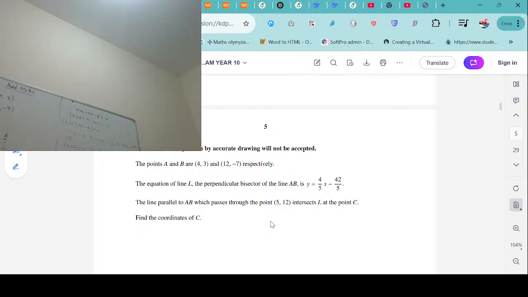So when you see the perpendicular bisector of the line, of course the line means you join the two points with a straight line. So this is the straight line. The perpendicular bisector is a line that cuts this line into two equal parts. So let's draw the perpendicular bisector. And this line has to be at 90 degrees. So this is the line they are referring to.